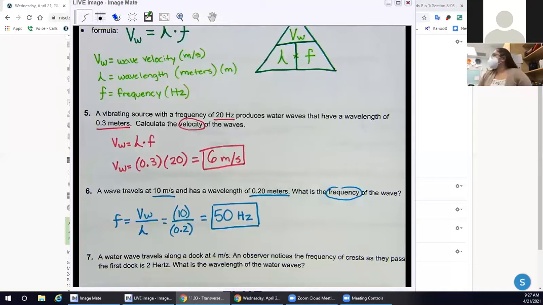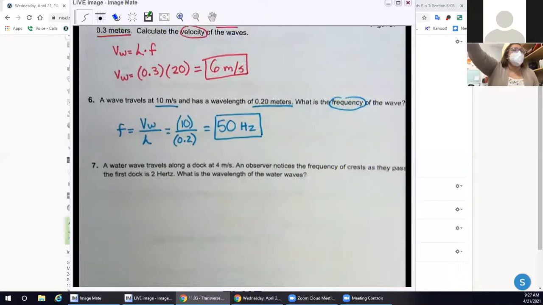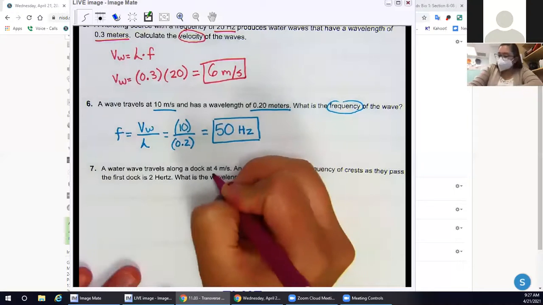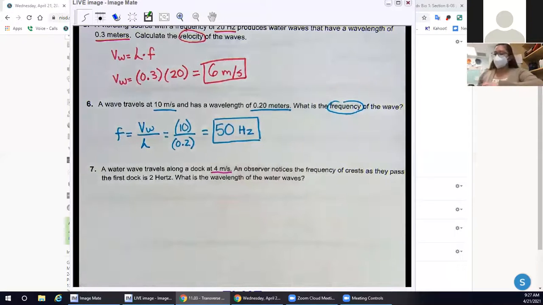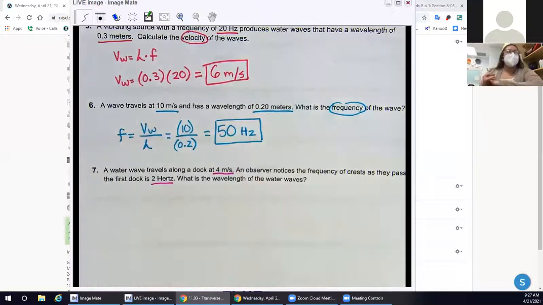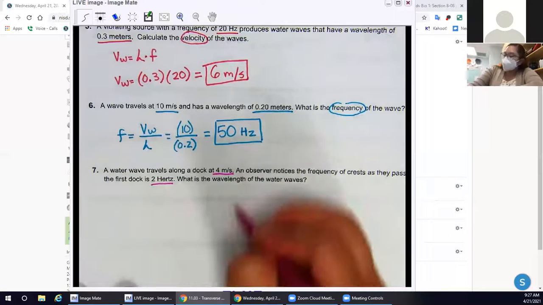Ready for the last one? All right. A water wave travels along a dock at 4 meters per second. An observer notices the frequency of crests as they pass the first dock is 2 hertz. What is the wavelength of the water?